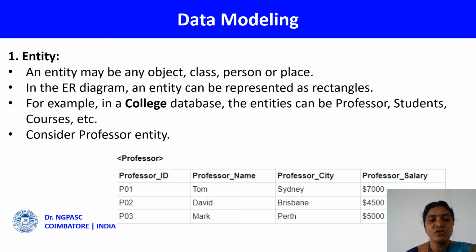In other words, I can describe an attribute as a characteristic of an entity. Suppose you are going to store information about a place, you will have different characteristics about that place. If you are going to store information about a person, you will have different characteristics for that person. So I can relate an attribute to the characteristics of an entity.